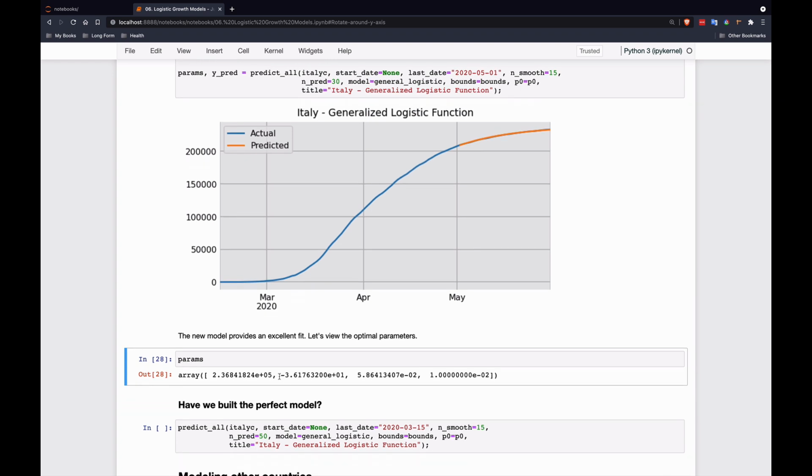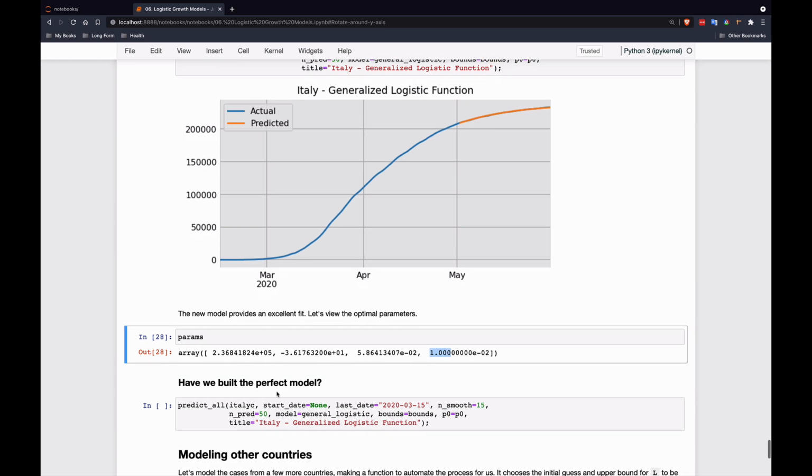We have X naught, which is negative 36 days. This is now acting as just a pure horizontal shift. The meaning is not easy to decipher because of the added value of V. Here's our new growth rate, and here is V. So this is quite a small number, so it means a longer tail.